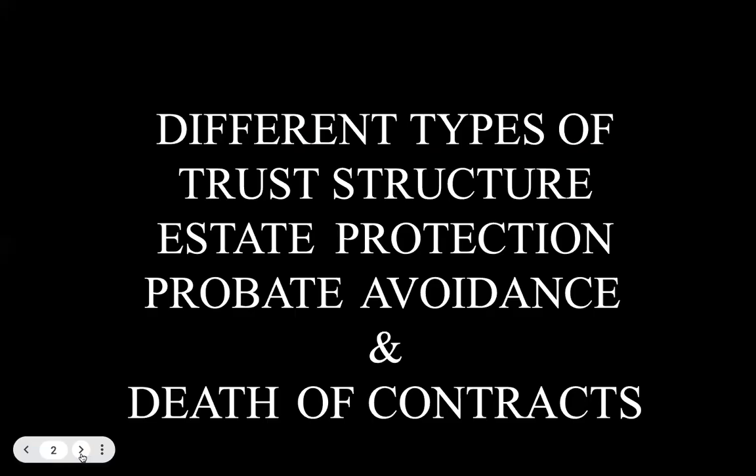So this particular topic is going to talk about different types of trust structure, estate protection, probate avoidance, and death of contracts. We've been talking about different types of processes when it comes to the structure of the trust. Maybe you have a trust-owned LLC, a trust-owned life insurance policy, trust-owned bank account, trust-owned property, land, you name it. You want to make sure that you protect the estate from having wealth inside the estate. You want to avoid probate in all its totality, because again, it's going to start tapping into your assets, your funds. These court systems have the rights to take over if you don't have control.